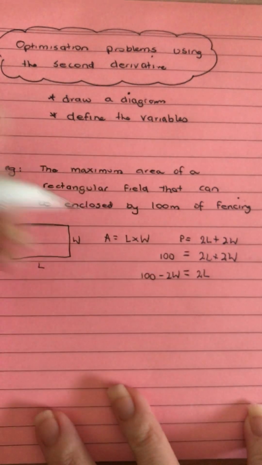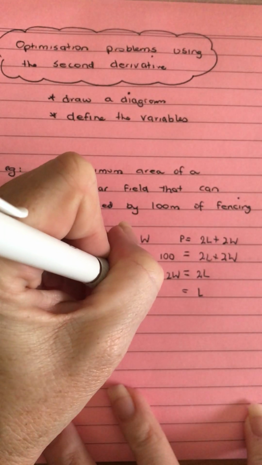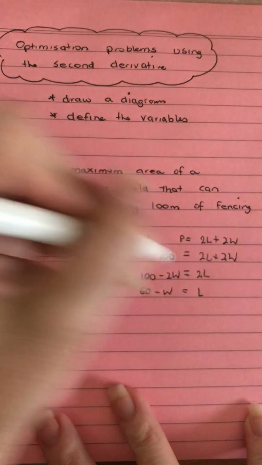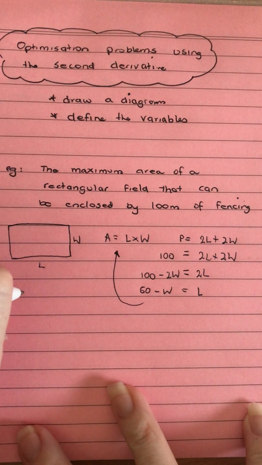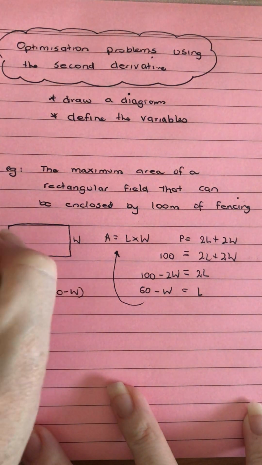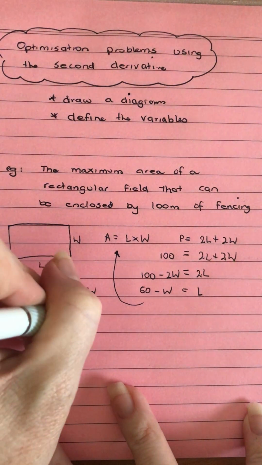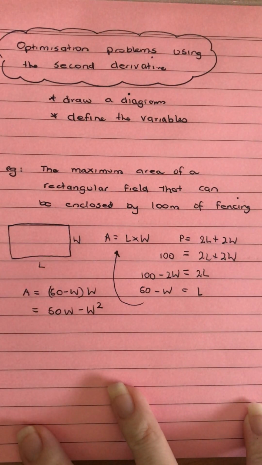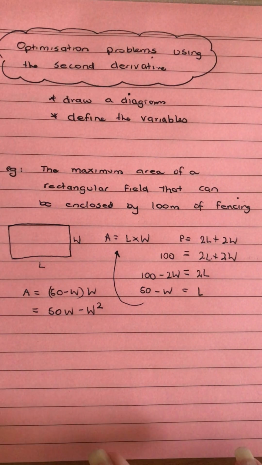100 take 2W. So then we would have our length is equal to 50 take W, because we can divide each of them by 2. We can then put that into our rule for area. So we've got area is equal to 50 take W times W. So we get 50W take W squared. And like I said, you could have gone with using the length instead and worked it through that way. Both will work.